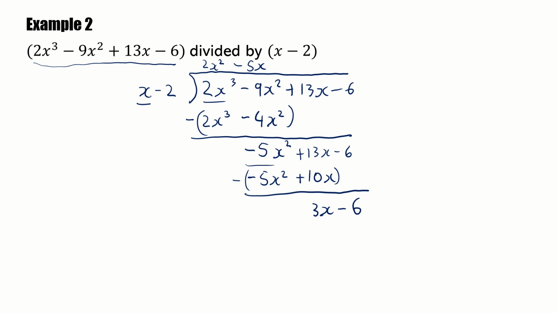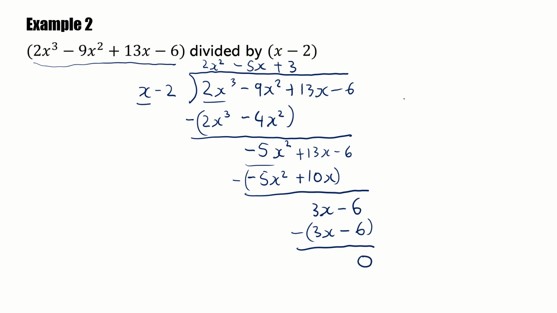Then 3x divided by x is positive 3. Now I've reached the constant term on the top. That immediately is telling me that I'm already on my last repetition of the method. So therefore, now finishing it off, 3 times x minus 2 is 3x, and 3 times minus 2 is the minus 6. And then I'm going to subtract that away, and 3x take away 3x is 0. Minus 6 minus minus 6 is minus 6 plus 6, which is 0.